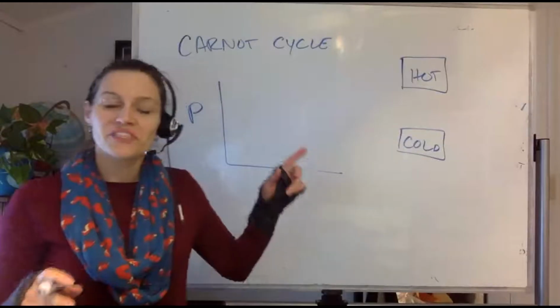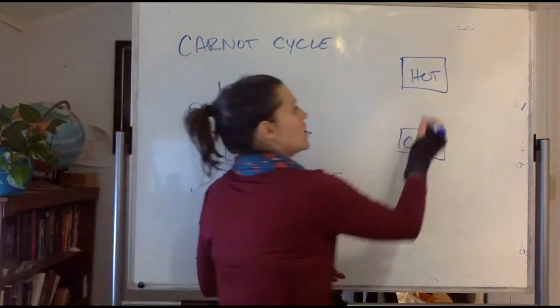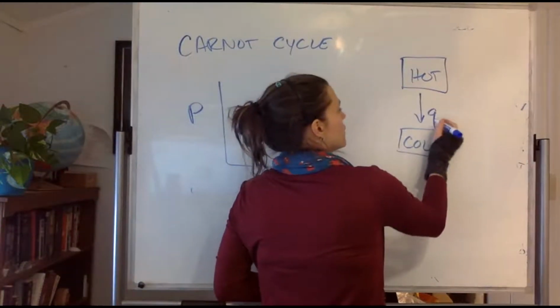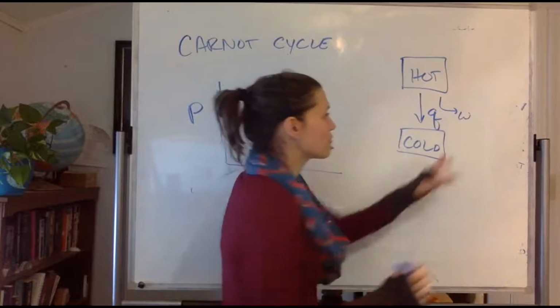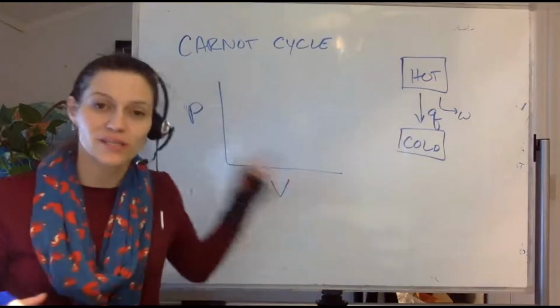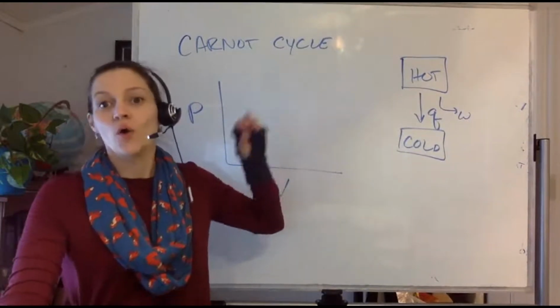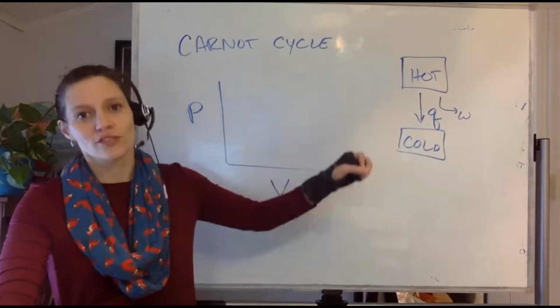Okay, so in the previous video I talked about how heat spontaneously flows from hot to cold, and the second law says that we can't convert everything into work. Well, what we can do is convert some of it into work, and that's where the Carnot cycle comes in. The Carnot cycle is a great way for us to identify what entropy actually is and quantify it.